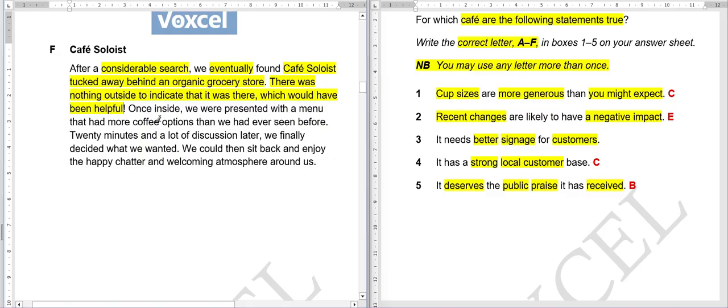And then they saw a lot of coffee options on the menu, and after this, it took them 20 minutes and a lot of discussion to finalize what they want to drink or eat. Okay, and then they just ate and enjoyed the atmosphere. So obviously this is our answer F, and this is our location.